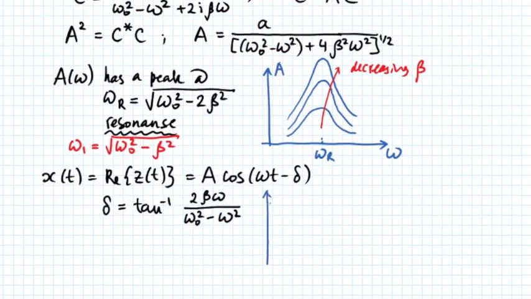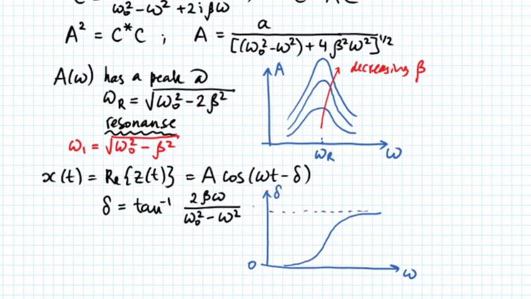Phase of the oscillation as a function of frequency omega is given as follows. At very low frequencies, the motion is in phase. On the other hand, at very high frequencies, the motion is exactly out of phase. At frequency omega naught, which is the frequency of undamped oscillations, delta is exactly 90 degrees. Now, as one keeps decreasing beta, this curve becomes sharper.